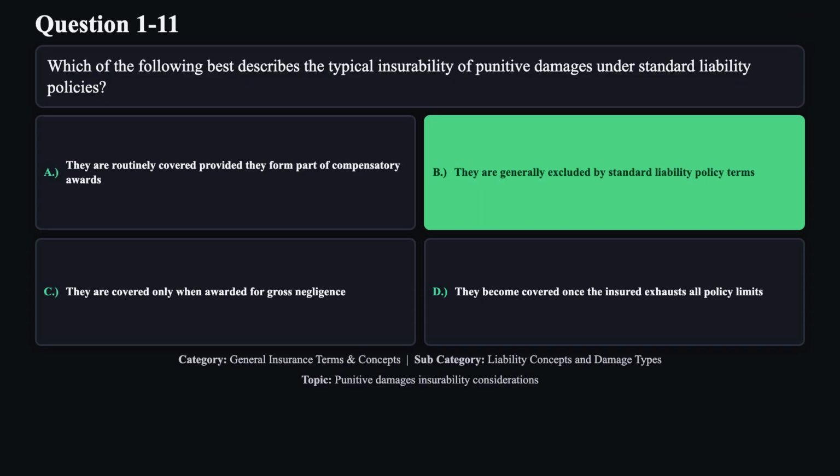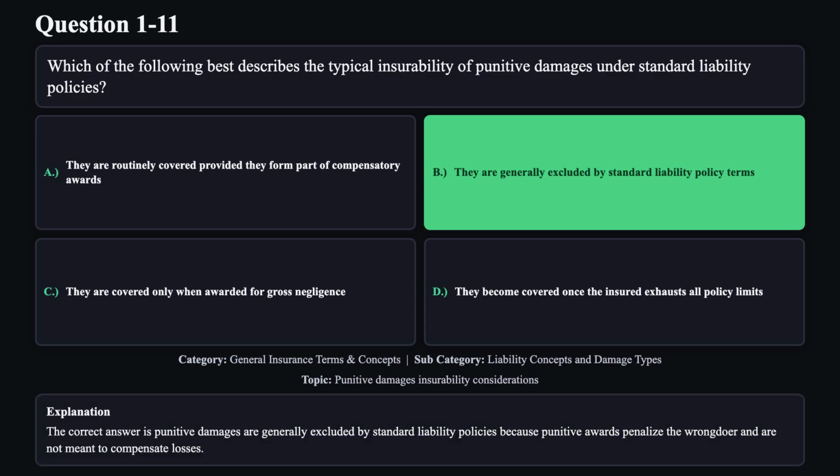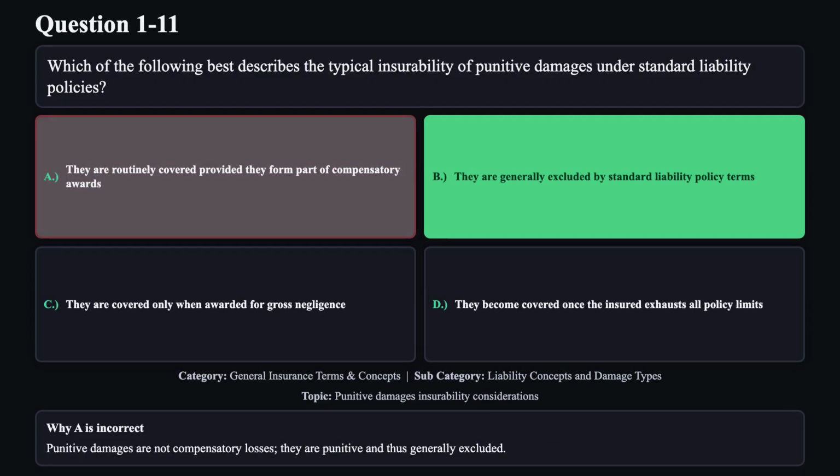The correct answer is B. The correct answer is punitive damages are generally excluded by standard liability policies because punitive awards penalize the wrongdoer and are not meant to compensate losses. Reason A is not correct. Punitive damages are not compensatory losses. They are punitive and thus generally excluded.